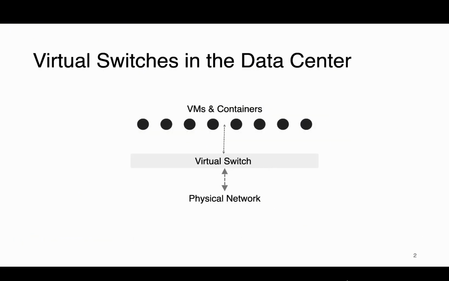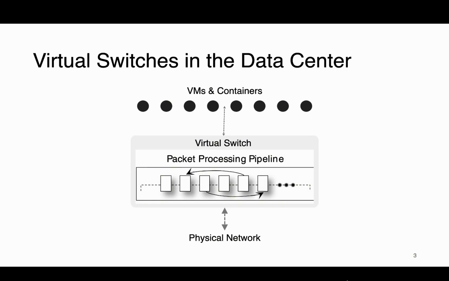Virtual switches are a key component of the data center network that allows sophisticated packet processing at the end host and enable connectivity between virtual endpoints like VMs and containers. They support multi-table packet processing pipelines comprising dozens of tables that implement an ordered set of networking policies.